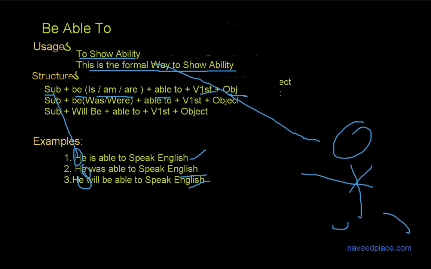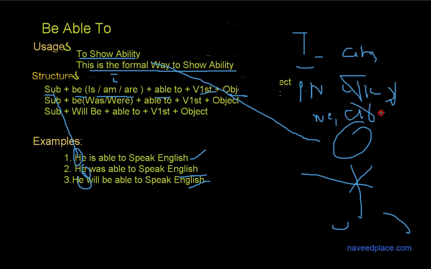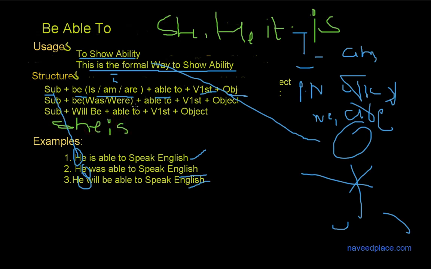If our subject is I, we will use am. If the subject is plural, for example they, we, or any plural name, we will use are. And if the subject is singular, for example she, he, it, or any singular name, we will use is. For example, if the subject is she, we use she is. Then we use able to and the first form verb.